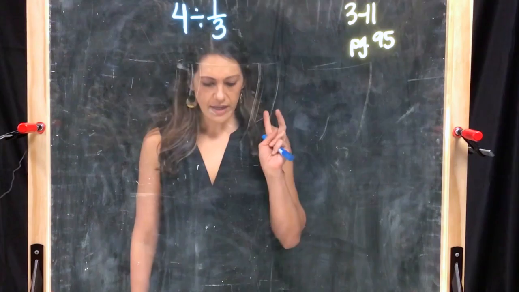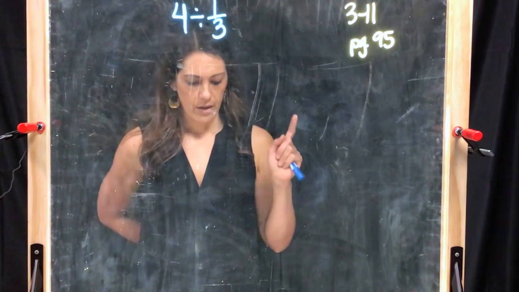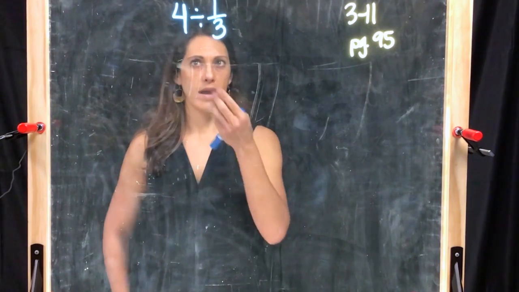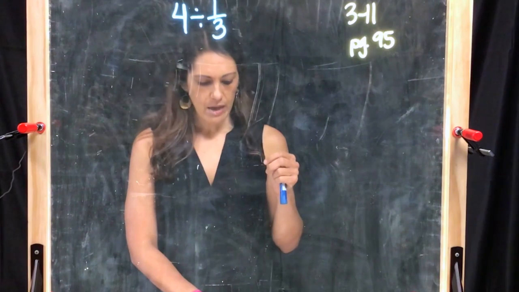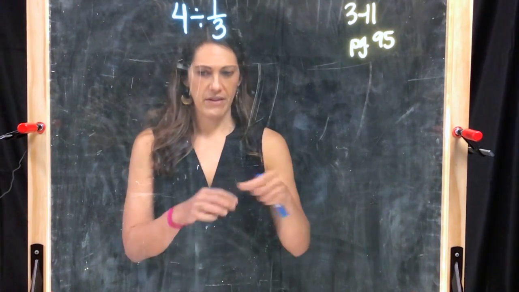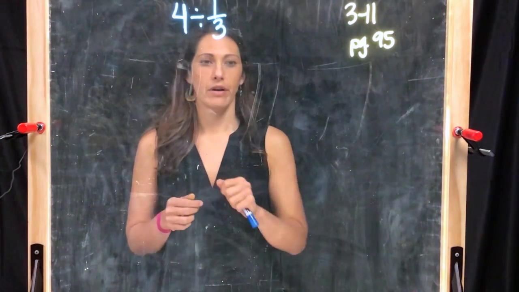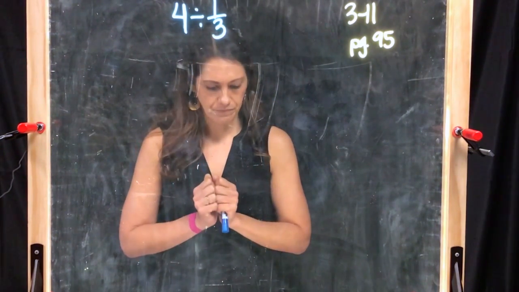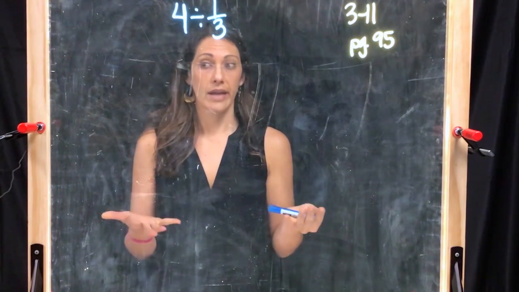Okay, looking at number 2, I have the division problem 4 divided by 1/3. And I would think of a situation where I would have 4 cut into thirds. I would think about maybe if I was tying a bow on a present and I needed 1/3 of a yard to tie a bow on a present. If I have 4 yards, how many bows can I tie?